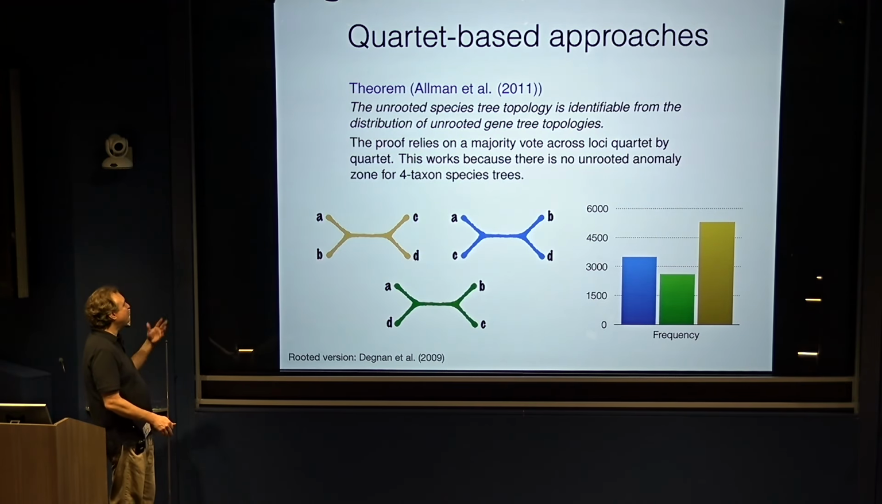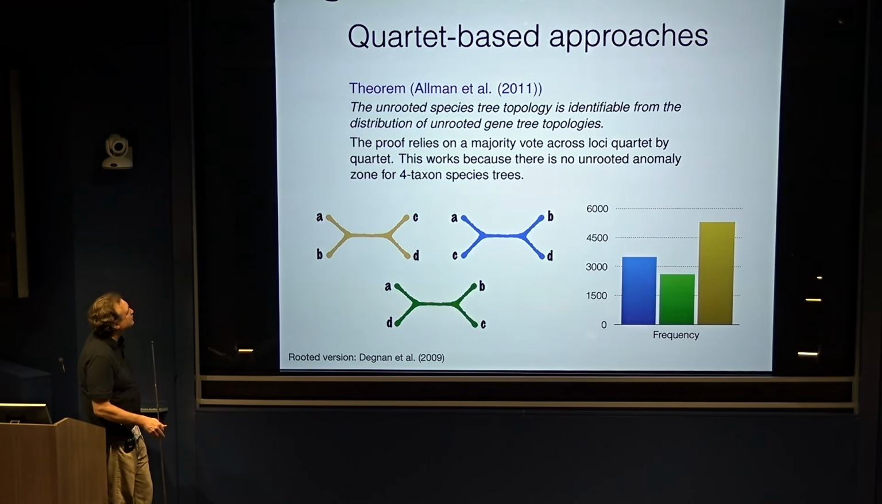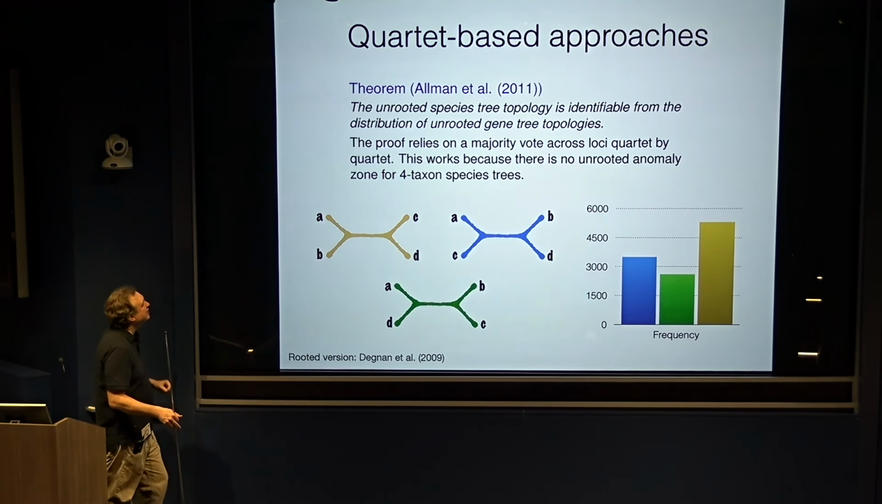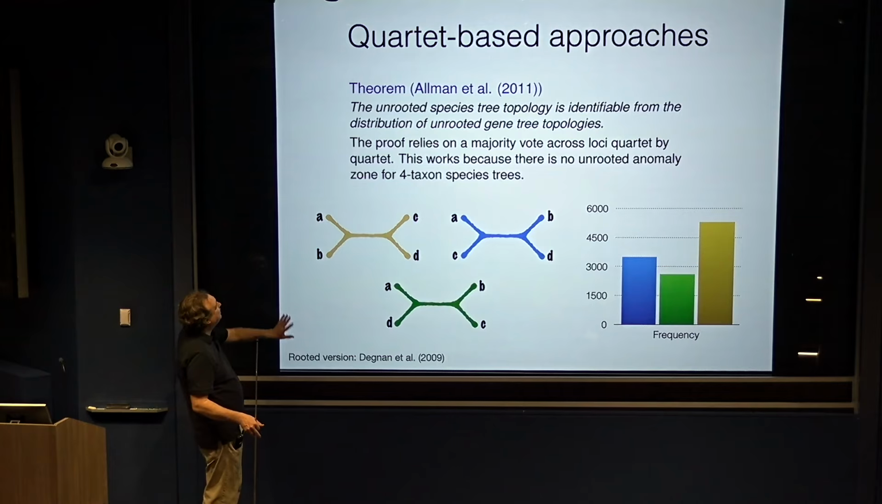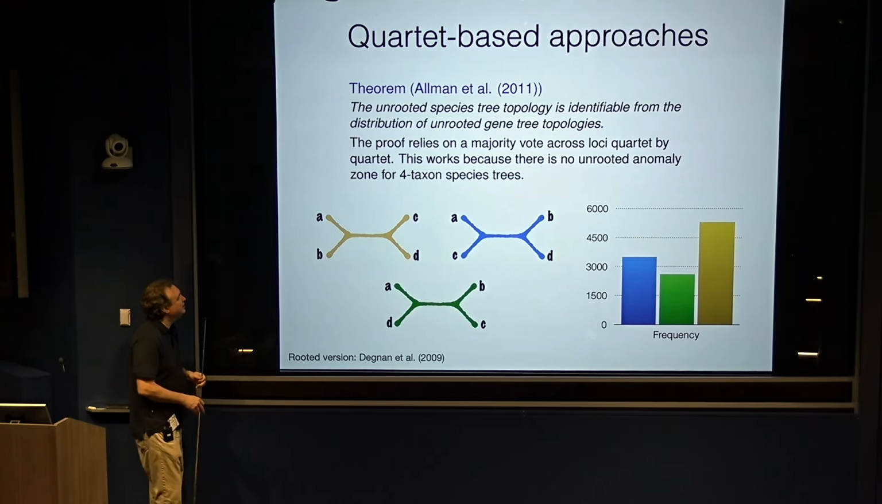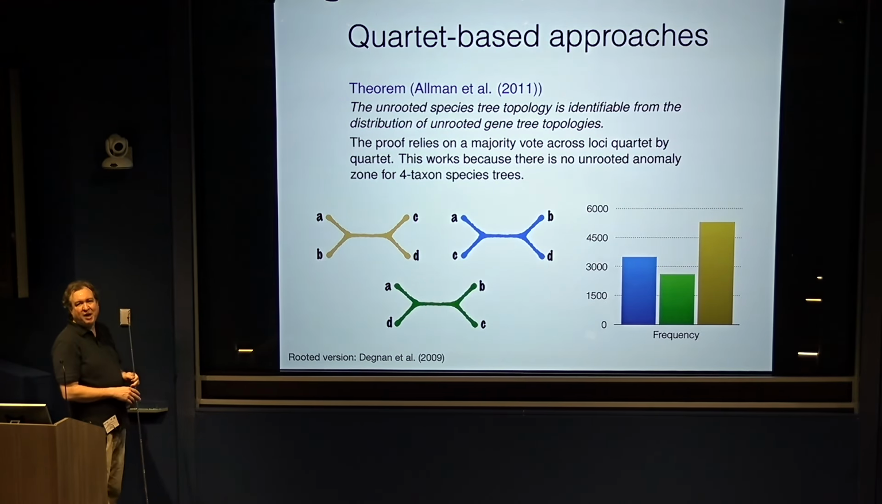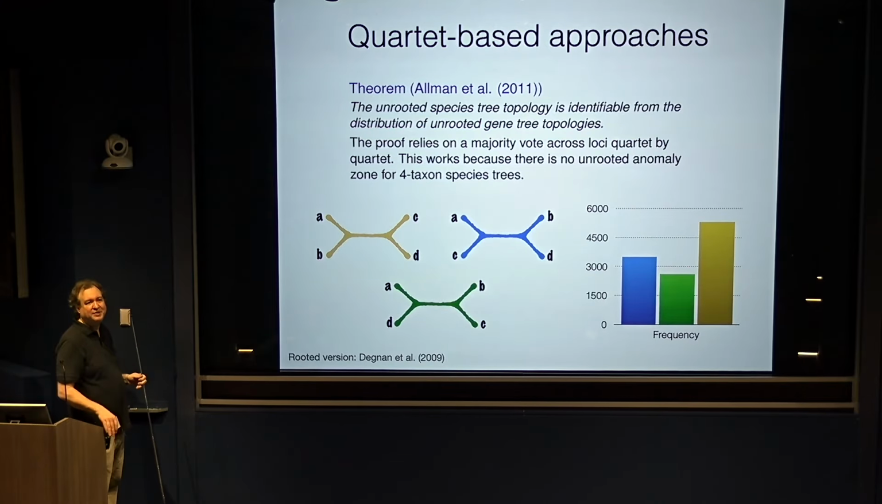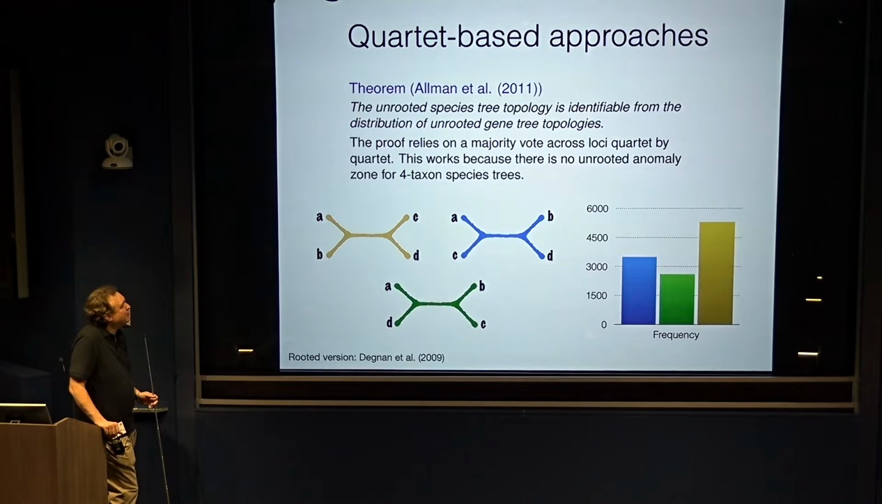In practice, of course, you don't have an infinite amount of data, and you also have errors in your reconstruction. And so the quartets that you're going to get are not necessarily going to be consistent with one species tree, but people have very good heuristic methods for doing this combinatorial optimization problem, where they find a tree that fits as many of these as possible or something like that. And these work very well in practice.